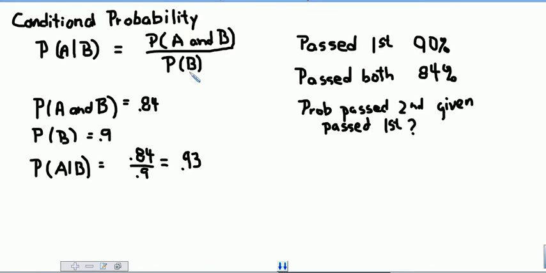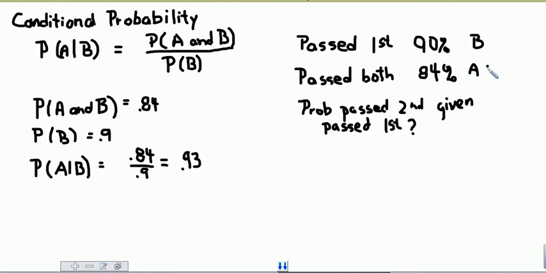B, has already happened. So let's say that we look at statistics from an algebra test, first test of the year, 90% pass. That's my first item. And 84% pass both the first and the second test. What's the probability somebody passed the second one given they've already passed the first? All right, so this 90% is my B here. It's what's already happened. And my probability of A and B is this 84%.